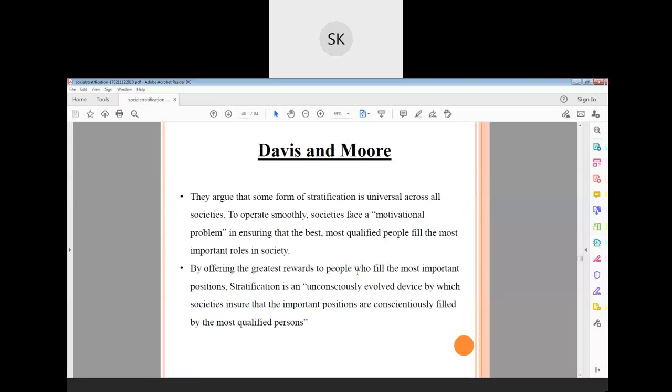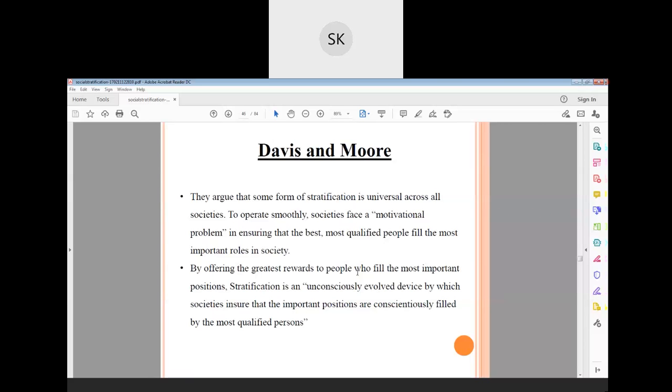Because of that, they will not perform according to the others, and only those who are performing well are moving forward. Those who cannot perform well are lagging behind. This is what they are saying. Essentially, the best, most qualified people will fill the most important roles in society.